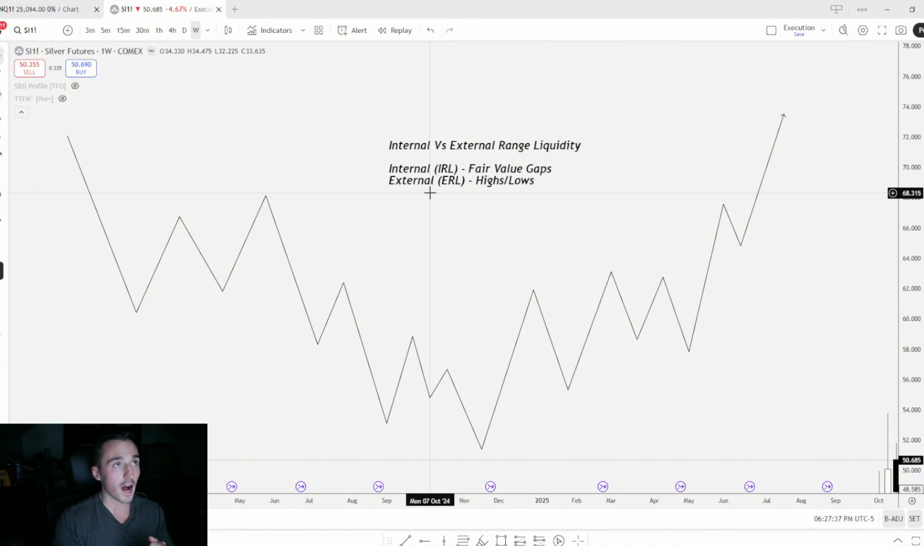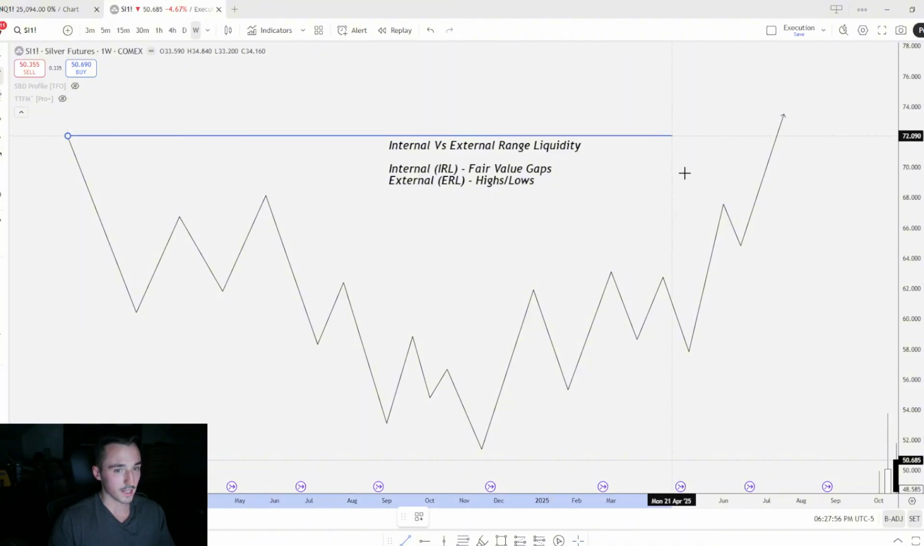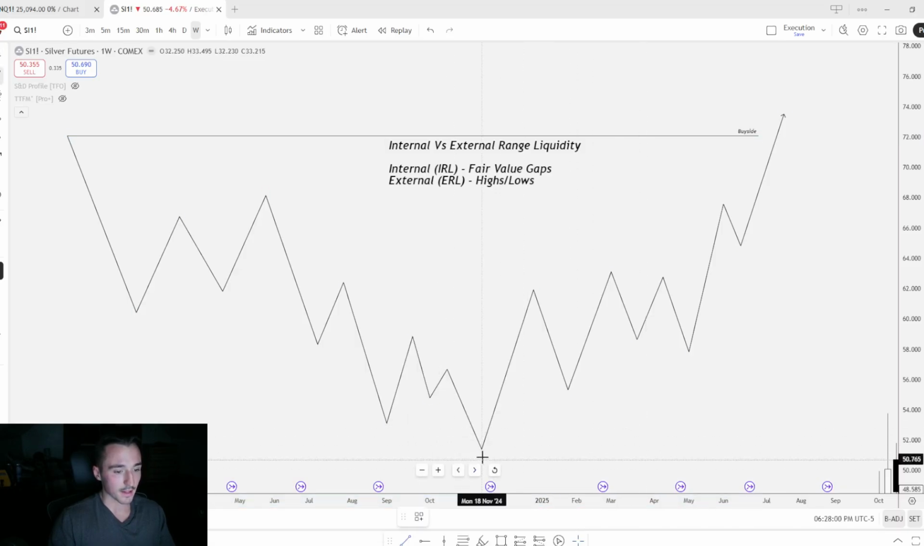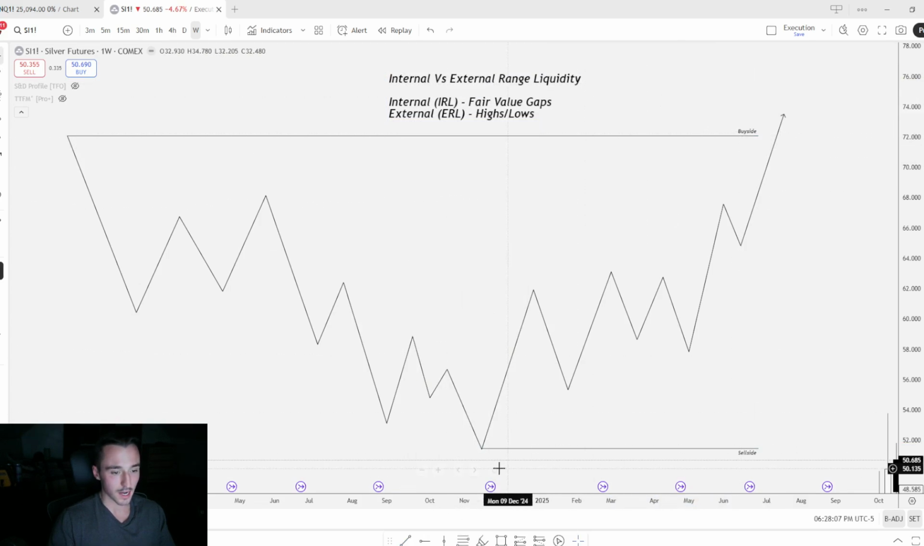If we are hunting a high or low, we are hunting external liquidity. If we're trading into a fair value gap, we're hunting internal range liquidity, right? That's literally how the markets move. We're trading to one of these two things, nothing else, right? So how do you identify internal or external range liquidity? All it comes down to is highs, which is up here, which becomes your buy side, and lows, right? This is all it is. Your external becomes the buy side, your external becomes your sell side, right?